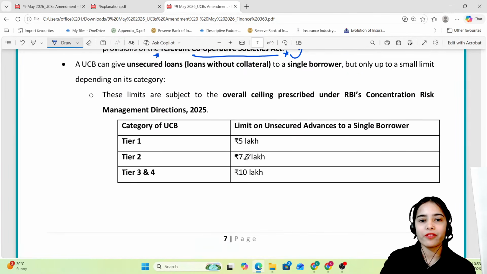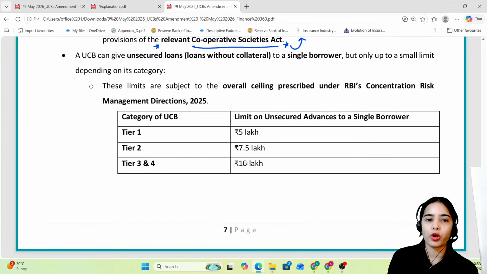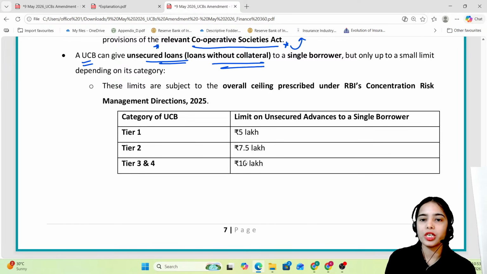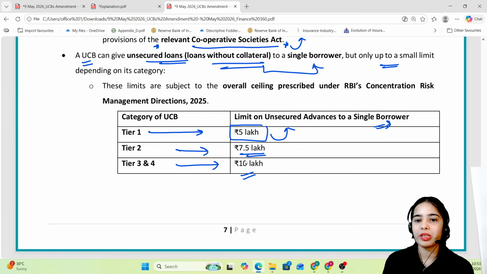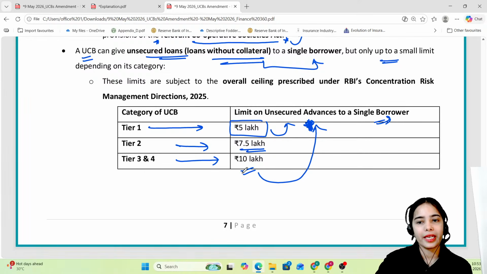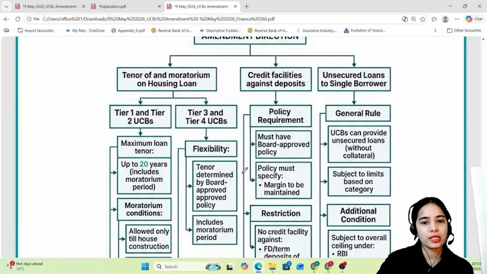Urban Cooperative Bank can give unsecured loans. So this is important, that the Urban Cooperative Bank can give unsecured loans, that is loans without collateral, to a single borrower, but there are certain limits that are set. For tier 1, 5 lakh rupees is the limit on unsecured loans to a single borrower. Tier 2, 7.5 lakh rupees, and tier 3 and tier 4, 10 lakh rupees. This is the limit on the unsecured loans. Okay, any confusion? So this is it.